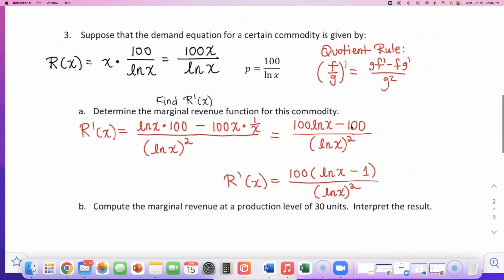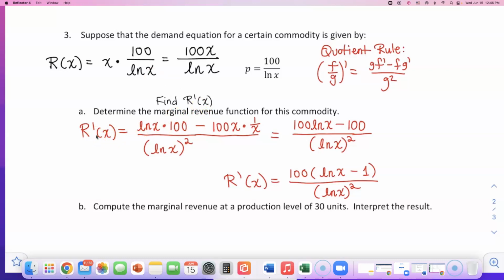So in this problem, you needed to know two things. First, how do you go from a demand equation to a revenue function? So that is just x times the demand function. And after that, you had to know how to use a quotient rule to find the marginal revenue function, which is just r prime of x.